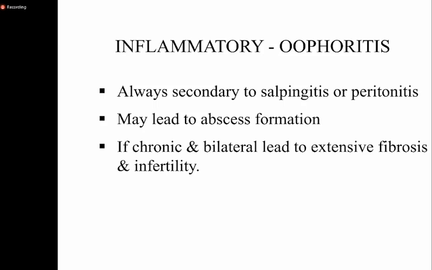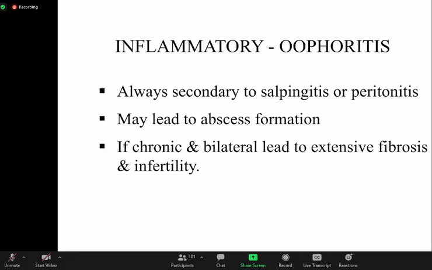Then oophoritis may often lead to abscess formation. So you have either an ovarian abscess or a tubo-ovarian abscess. And of course, if it's chronic oophoritis and bilateral disease, it can lead to extensive fibrosis and subsequently infertility.